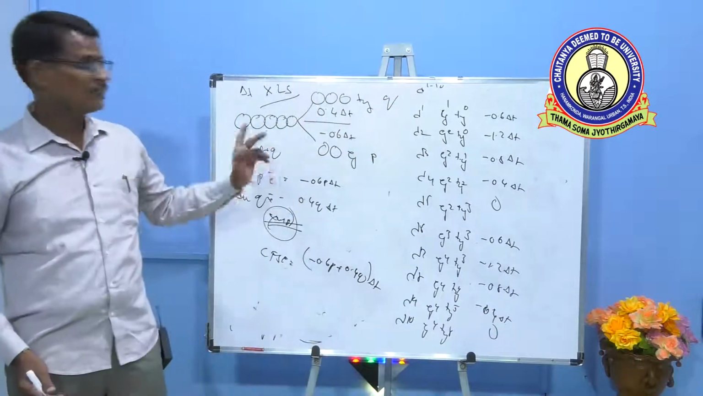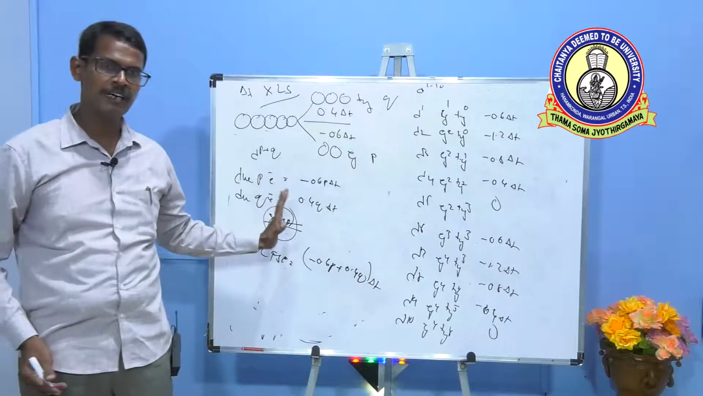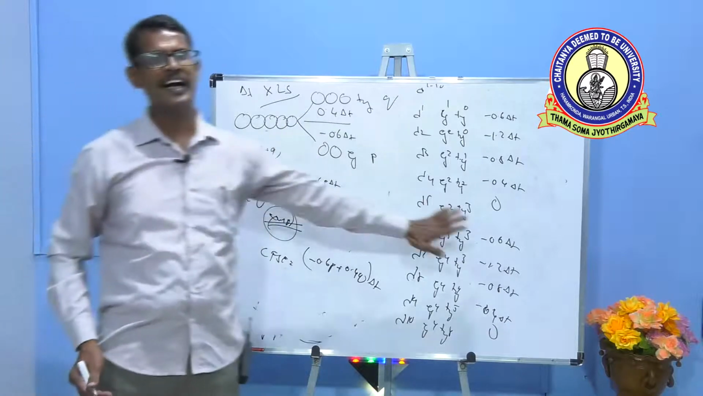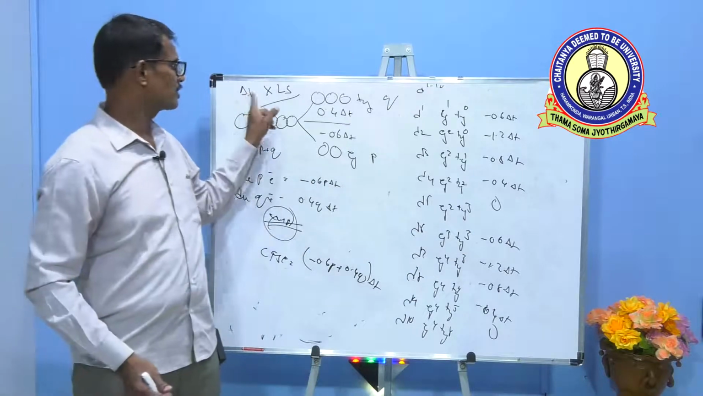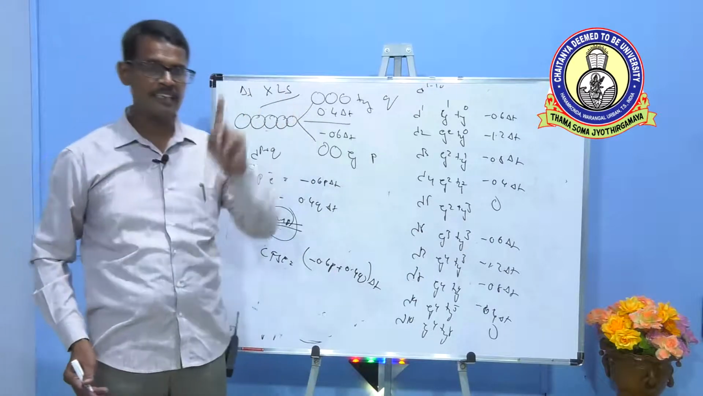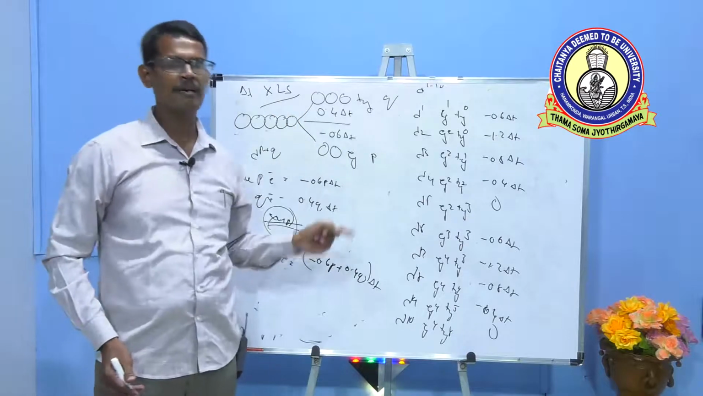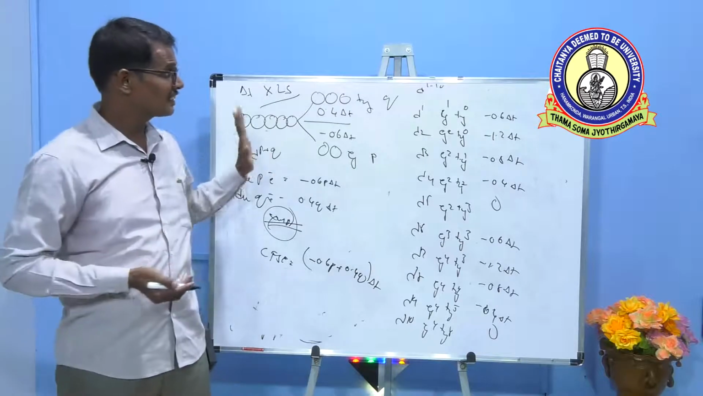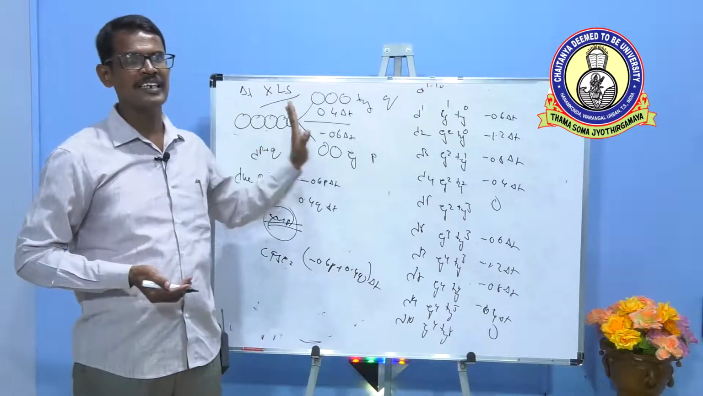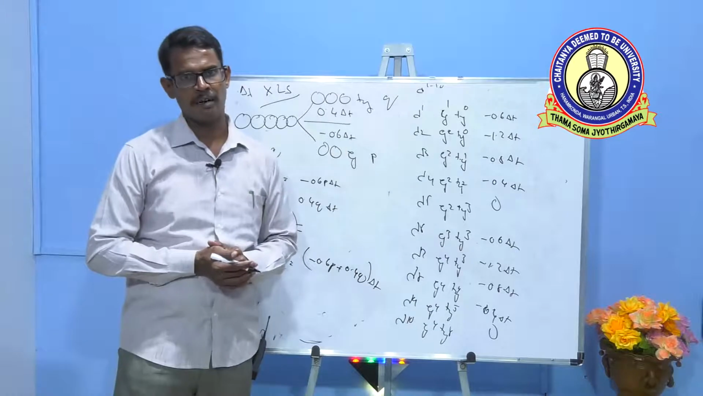In this way, we calculate the CFSE values in octahedral and tetrahedral complexes. Remember, in tetrahedral complexes there is no low spin complex. In octahedral complexes, there are both high spin and low spin complexes. This is about the calculation of CFSE in octahedral and tetrahedral complexes.